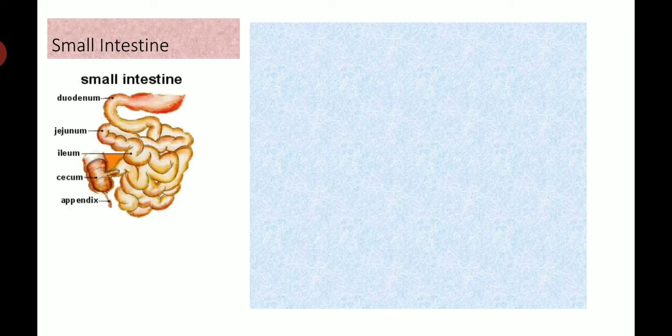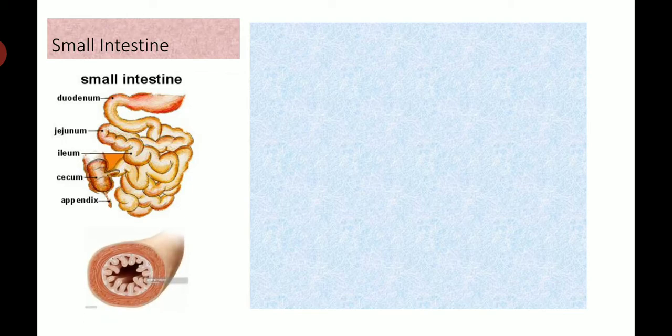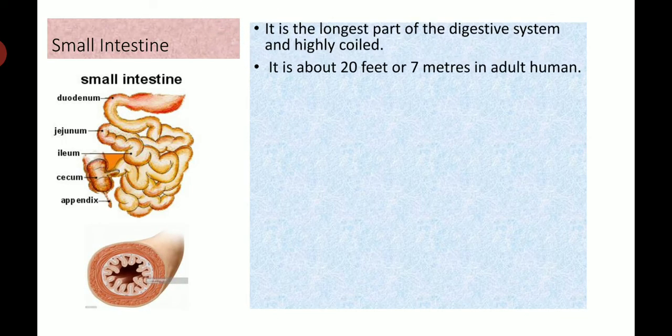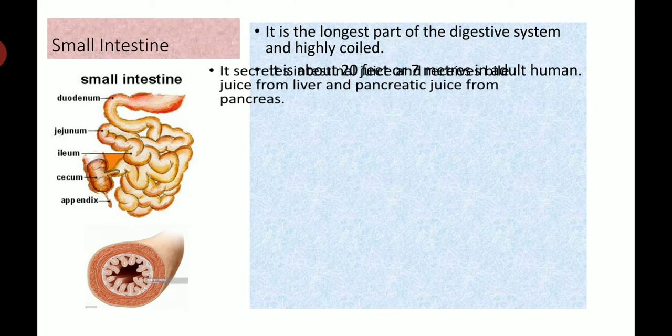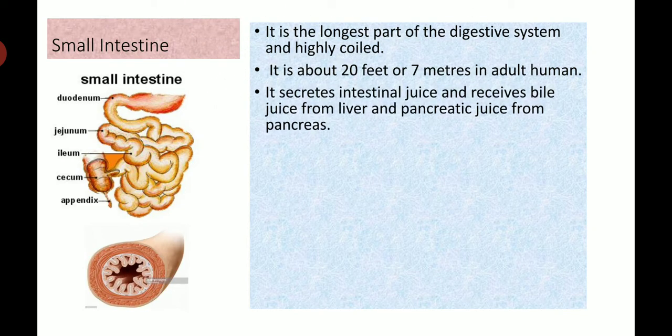Moving on to the next part, that is your small intestine. Though, children, it is called small intestine, it is not actually small, but its length is about 7 to 7.5 meters or 20 feet long. It is the longest part of the digestive system and highly coiled. In the given picture, children, you can see how the small intestine is coiled. It is about 20 feet or 7 meters in the adult human.